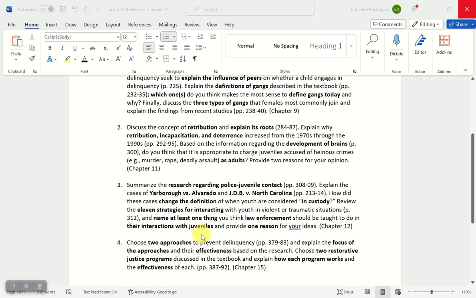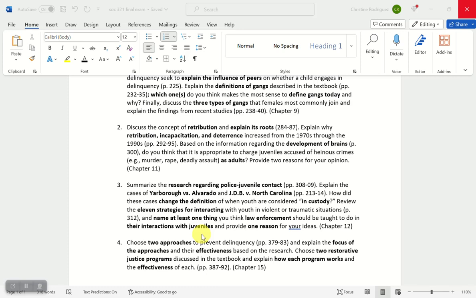Question number 3 is from chapter 12. Summarize the research regarding police-juvenile contact. So I specifically gave you page numbers there because we're focusing on the police-juvenile contact. There's a different section that's the police-juvenile interaction, but I want you to focus on the contact piece of it.